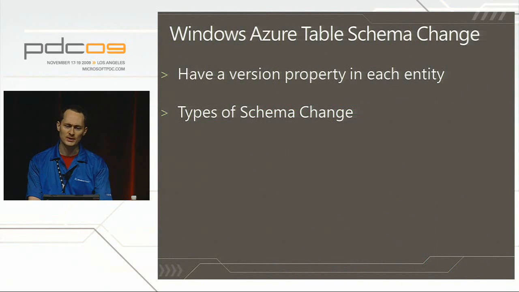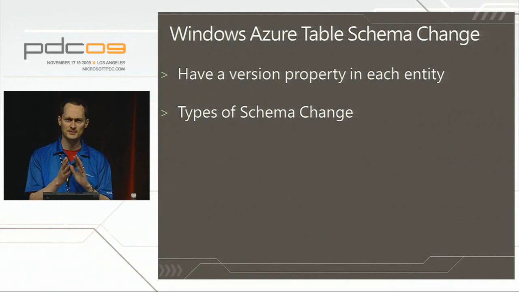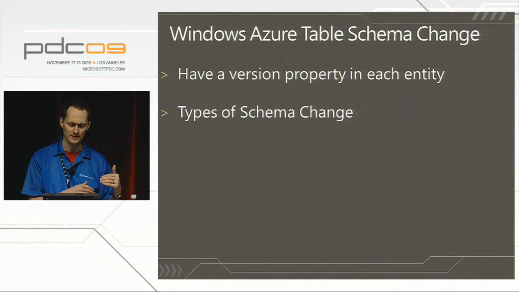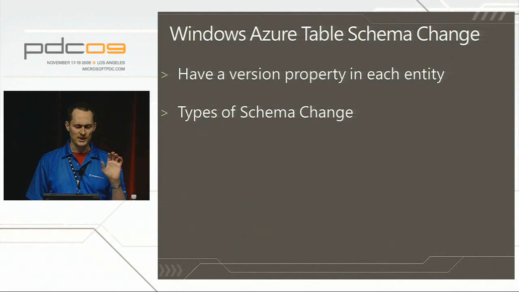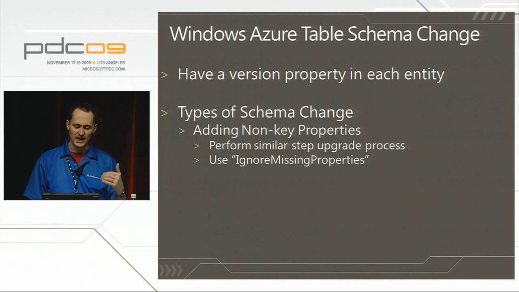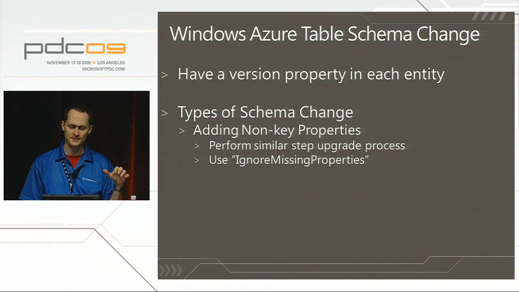Now I want to go through an example of using Windows Azure tables for a schema change to show how the same type of thing will work for that scenario. Assume that for our table we have a version property. The types of schema change that you may want to do range from the following. You may want to add new properties to your table. To do this, it's a very similar two-step process to what I just talked about. Plus, for your ADO.NET use of the tables, you will probably want to ignore missing properties. I'll explain that in a few slides.